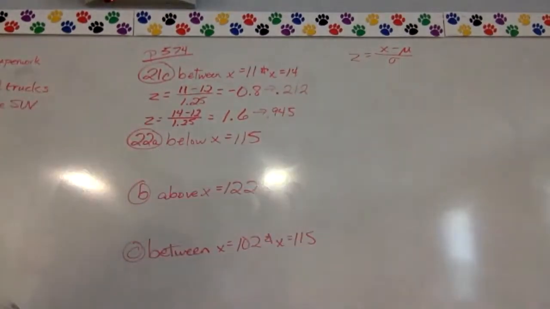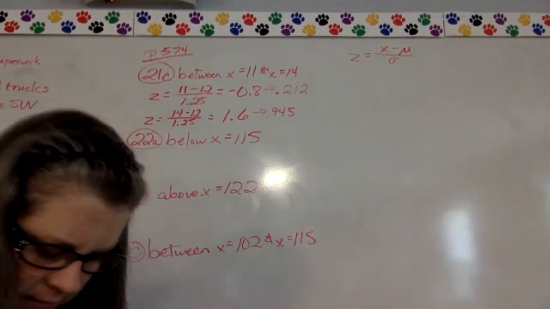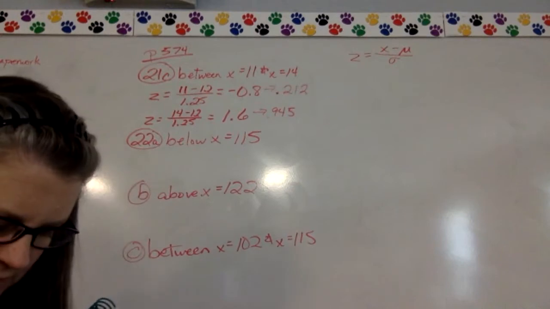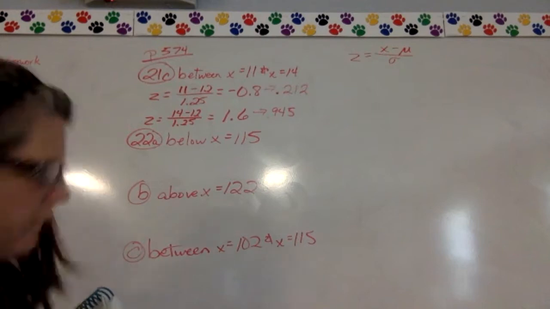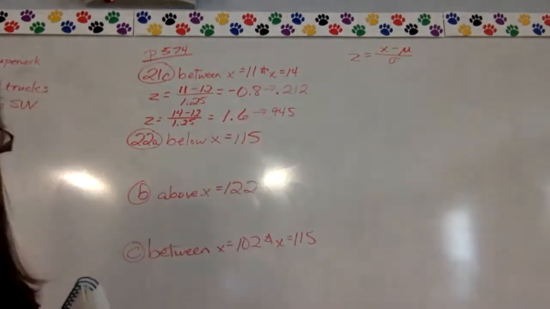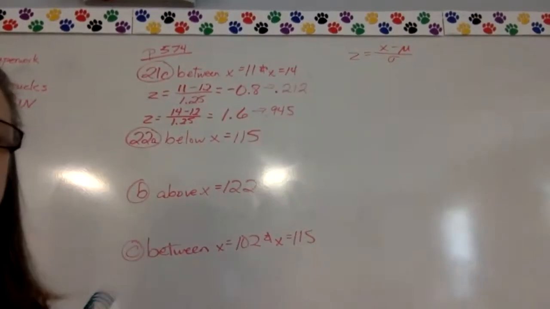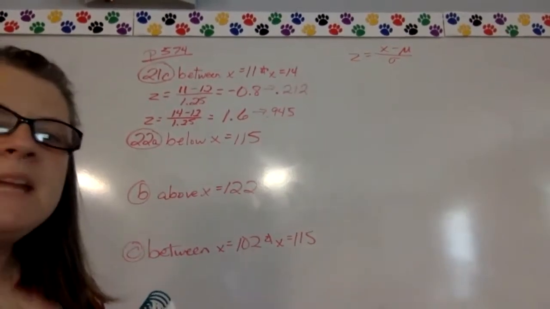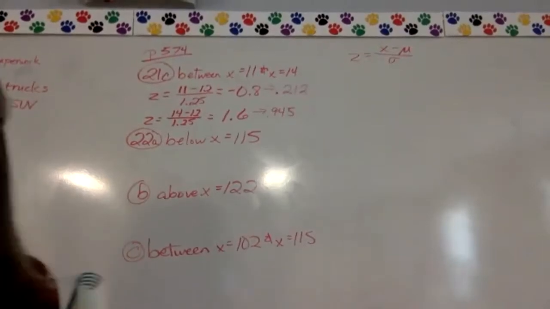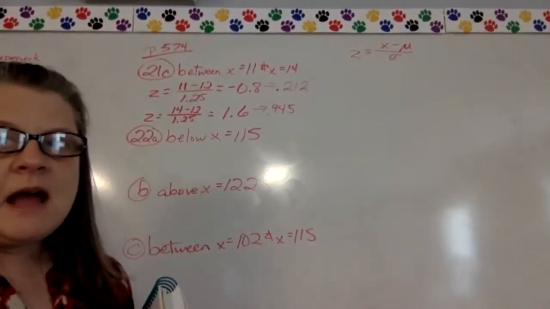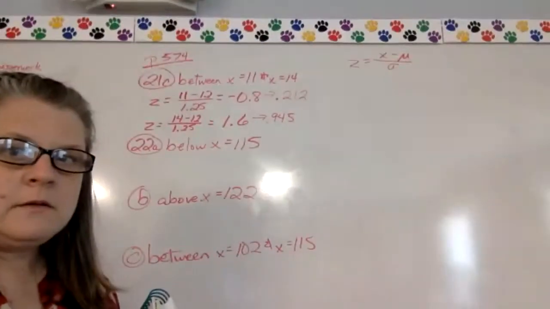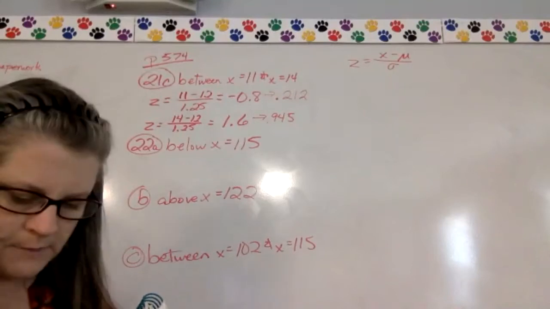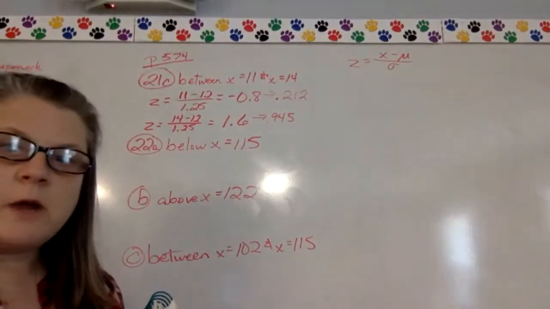Now, for part C, when I want to know the area below, I found both of these. But it doesn't want just the area below on this one. It says the area between them. So if I'm doing the area between them, I've got to do what with those two answers? Add them, subtract them? What do you think? Subtract. Subtract them, right?